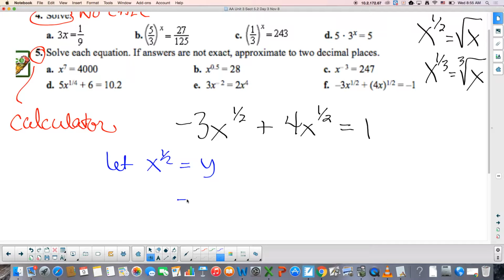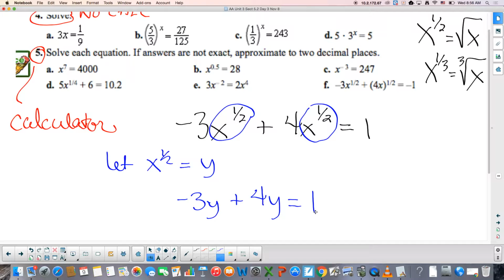Then this is negative 3 times what? This is Y, isn't it? Plus, and this is Y also. So it's 4Y equals 1. Can you solve that one? I'll just do the problem here. Can you solve that one? Yeah. Why can you add the 4 and the negative 3? Because you factor the Y out.